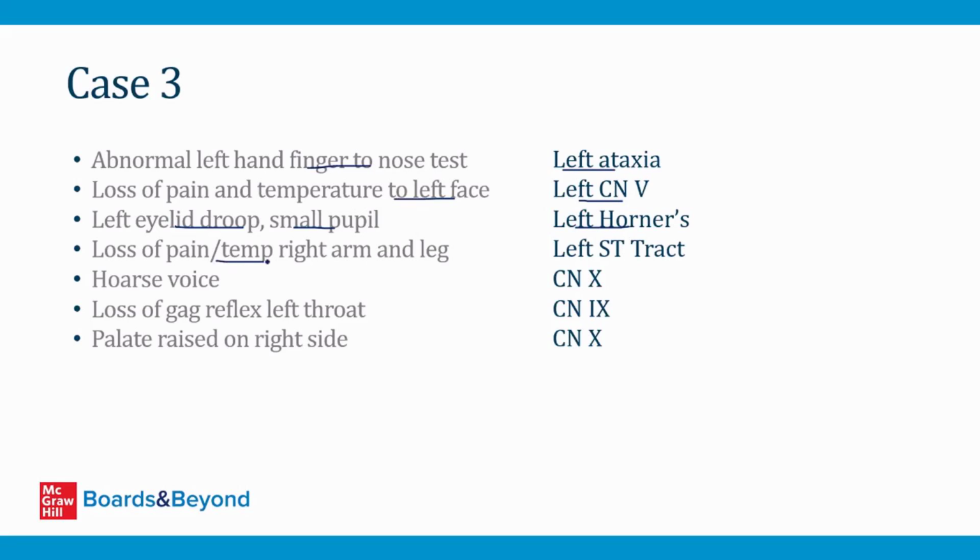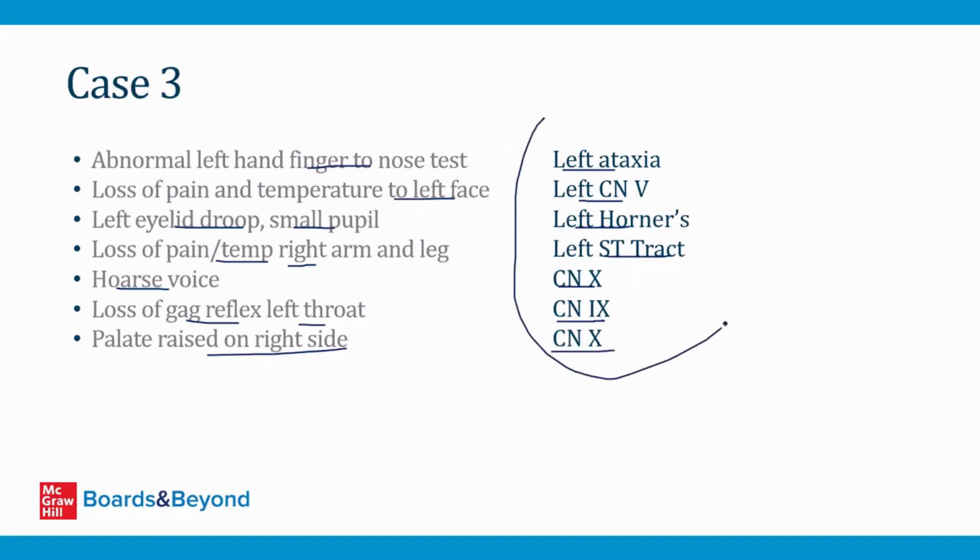And the loss of pain and temperature sensation in the right arm and leg means there is a lesion of the left spinothalamic tract. And then we've got some cranial nerve involvement. Hoarse voice means cranial nerve 10 is involved. Loss of the gag reflex on the left side of the throat means cranial nerve 9 is involved. And the palate being raised on the right side, that also indicates cranial nerve 10.